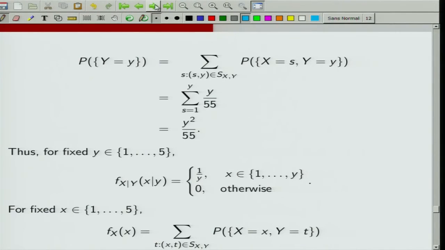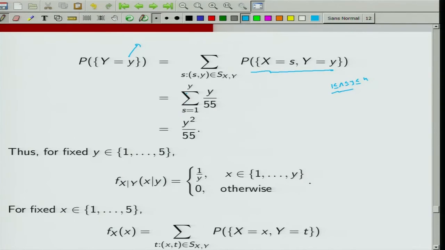I try to see what is the probability Y is equal to y. So, I have to sum out the unwanted variable, which is s over here, probability X equal to s. So, this summation over s says that (s,y) belongs to S_XY. But (s,y) belongs to S_XY if and only if s and y are natural numbers and 1 less than or equal to s less than or equal to y less than or equal to n. Since y is in S_Y and this small y is fixed, s can go from 1 to y.